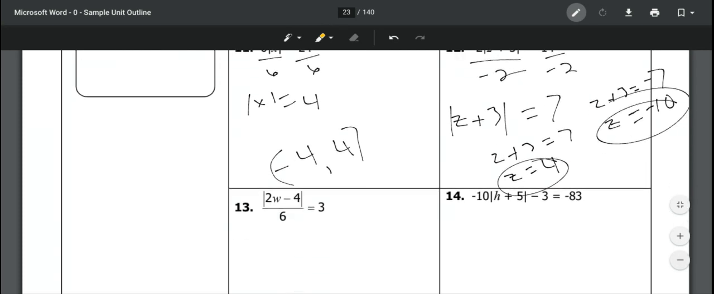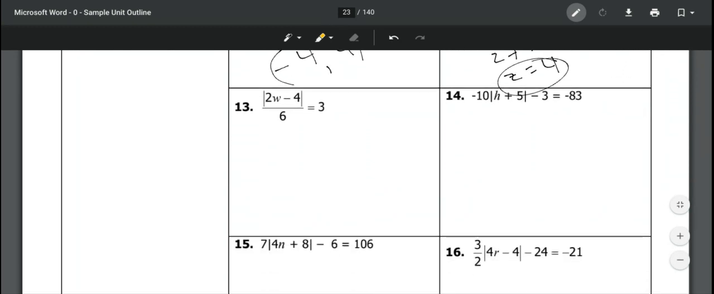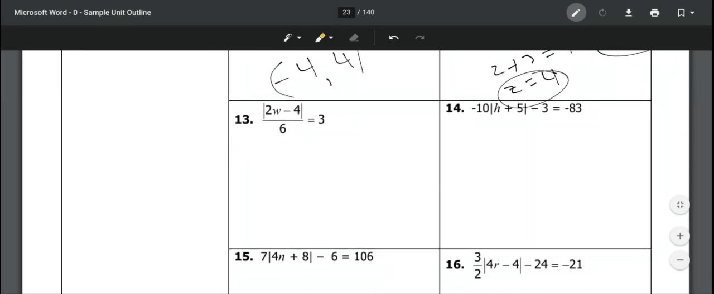Okay, so we just keep doing the same thing where we have to isolate. And they just get harder. So on number 13, first we're going to get rid of that 6 on the bottom. So the opposite of dividing by 6 is timesing by 6. So we're going to times by 6 because those cancel out. Times by 6, so we get 18 over here.